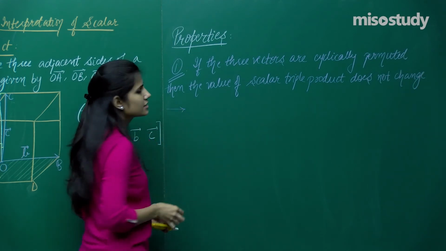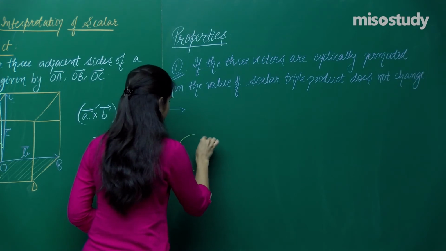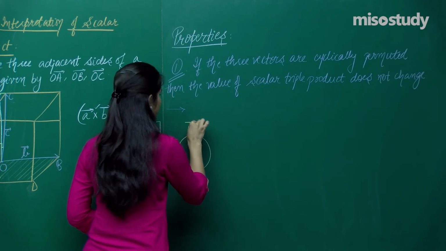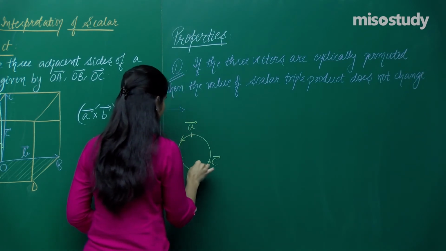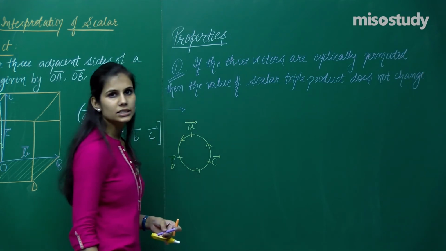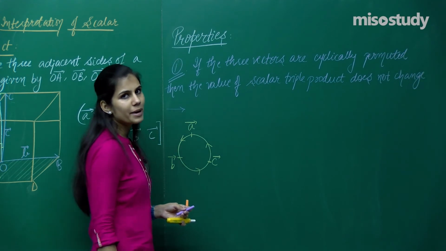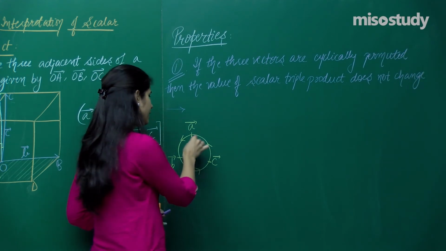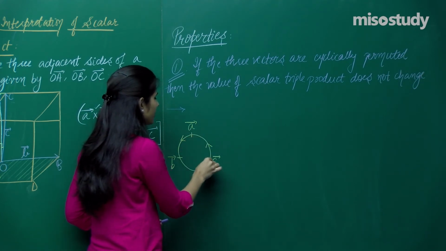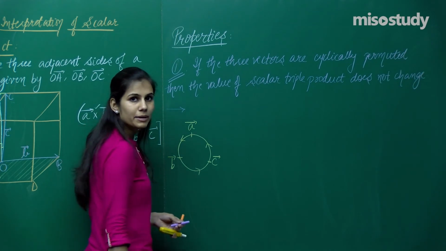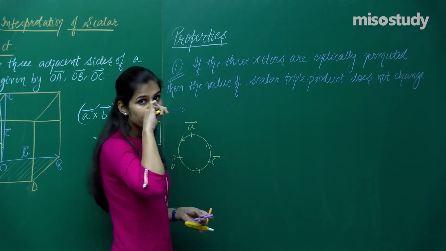What do you mean by this? If they are cyclically permuted, see, say this is A, this is B, this is C. Cyclically means this order of ABC should not be disturbed. The cycle should not be disturbed. You can begin from anywhere, but don't disrupt this cycle. If you begin with A, your cycle will be ABC. If you begin with B, your cycle will be BCA. If you begin with C, your cycle will be CAB. But don't disrupt the order. Okay? Begin from anywhere, but don't disrupt the order.